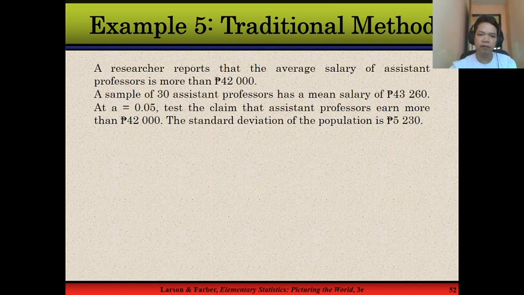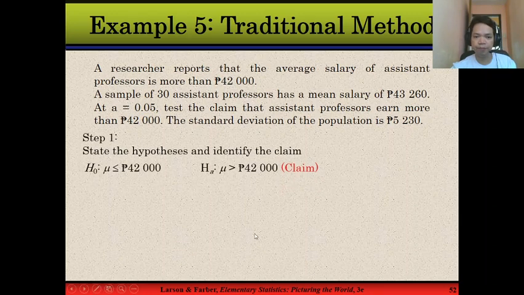Okay? So, researcher reports, so the average salary of assistant professor is more than 42,000. So, naniniwala siya na yung average salary ng mga assistant professor ay mas malaki sa 42,000. More than is greater than 42,000. So, yun yung ating alternative. At nandun yung claim ng reporter na yon. Yun yung paniniwala niya. Okay, anong complement ng greater than?